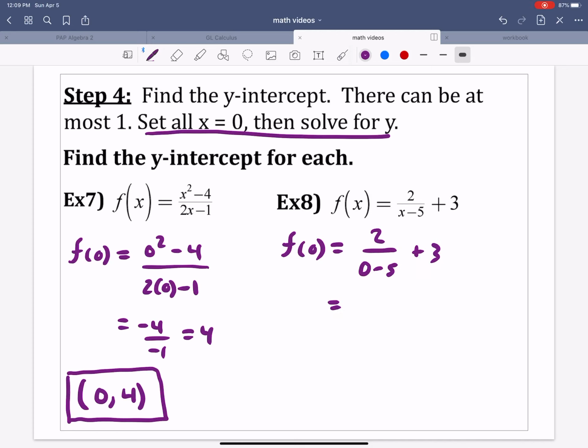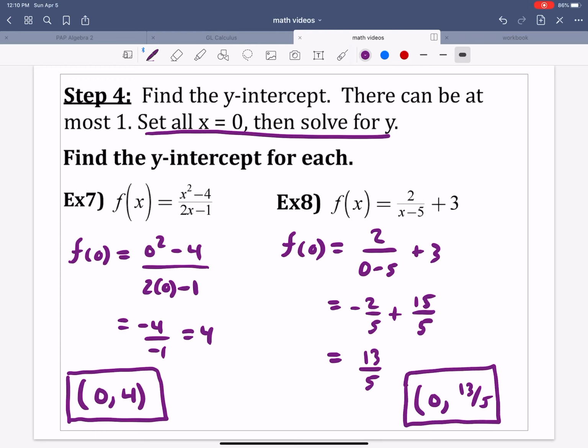Some of you might actually be able to find these mentally, because plugging a 0 in might be easy mental math for you to do. Others of you might need to actually write it out. It's no big deal. So 2 over negative 5 is negative 2/5. Plus, instead of plus 3, I'm going to do 15/5, which is the equivalent of 3. That allows me to pretty quickly combine those into 13/5. So again, write that as a coordinate, (0, 13/5). So finding the y-intercept, I think, is pretty easy. All you do is plug 0 in for x and solve for y.